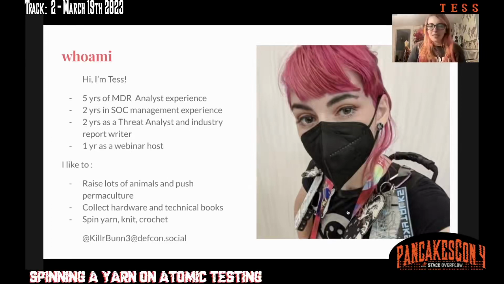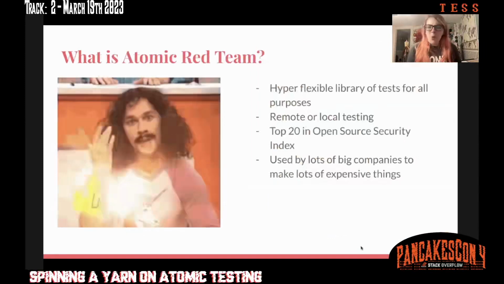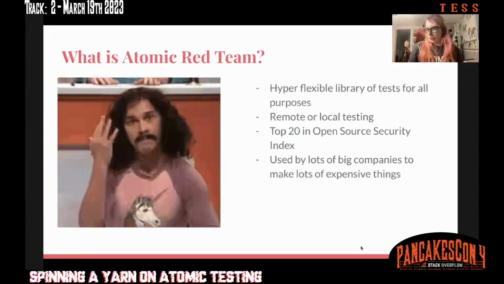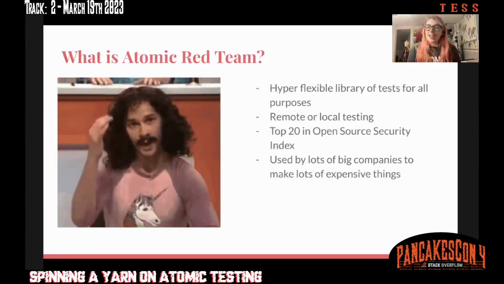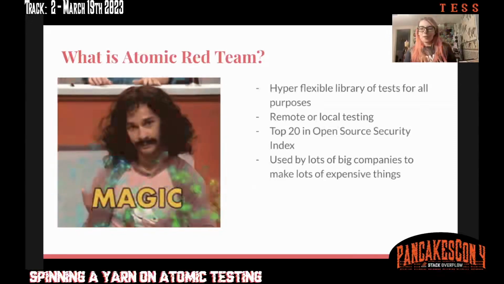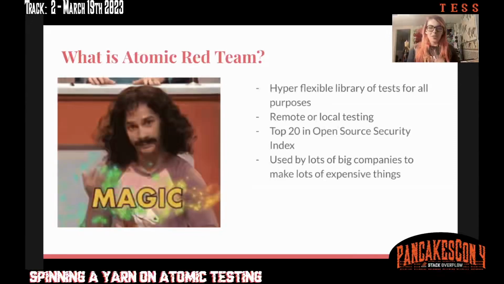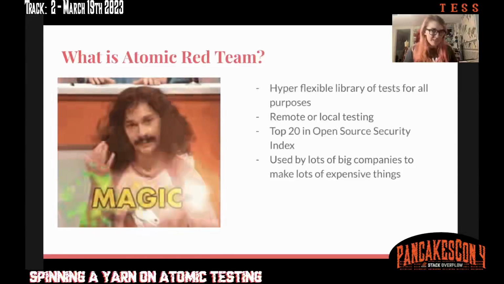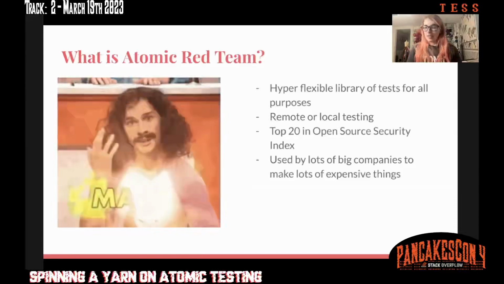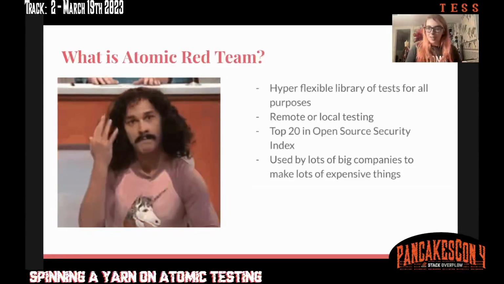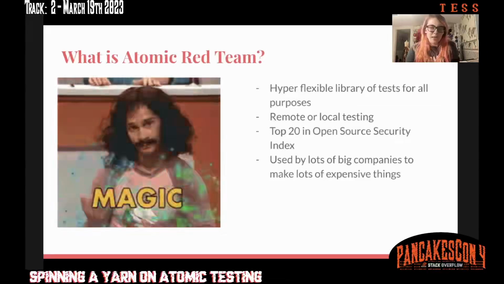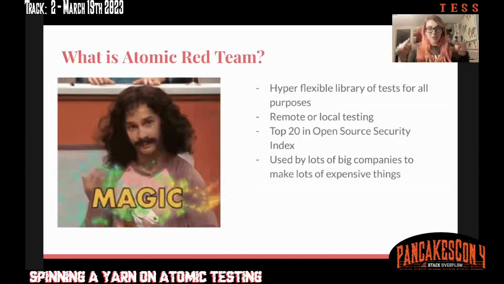It's what I do. So, what is Atomic Red Team? That's what we're here for, right? It's magic. It's a hyper flexible library of tests for all purposes, but especially to test detectors and logging capabilities. It can be run on the local machine or it can be run remotely, which is awesome for big environments or for those who just want to try it on a single VM. You can just run it on one VM.